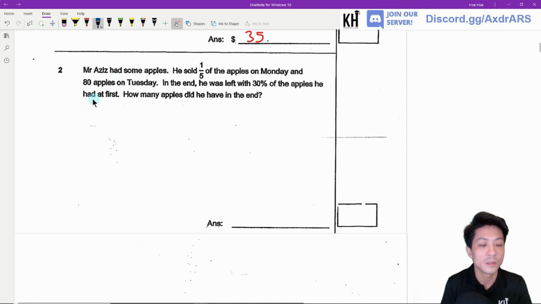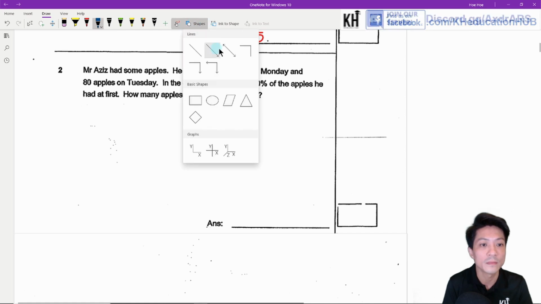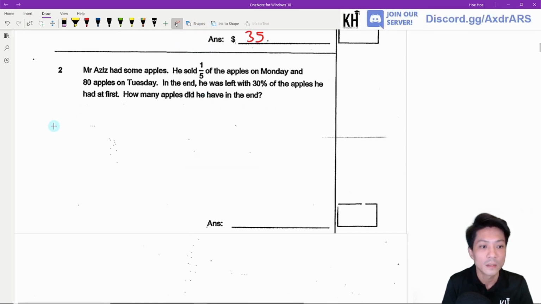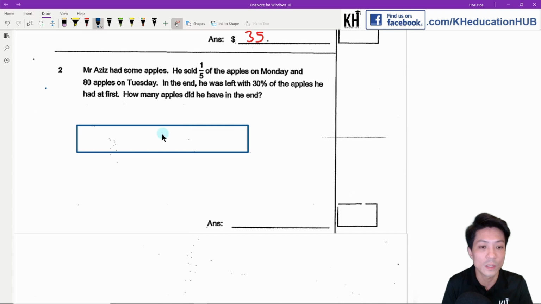Question 2. Mr. Aziz had some apples. He sold 1/5 of the apples on Monday and 80 apples on Tuesday. In the end, he was left with 30% of the apples he had at first. So how many apples did he have in the end? Okay, I'm gonna draw a model for this. Let's make it a bigger one this time. Okay, he sold 1/5 of the apples, so I'm going to cut it into 5 parts.